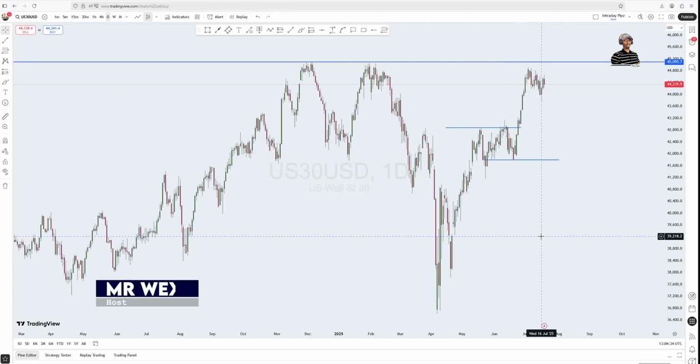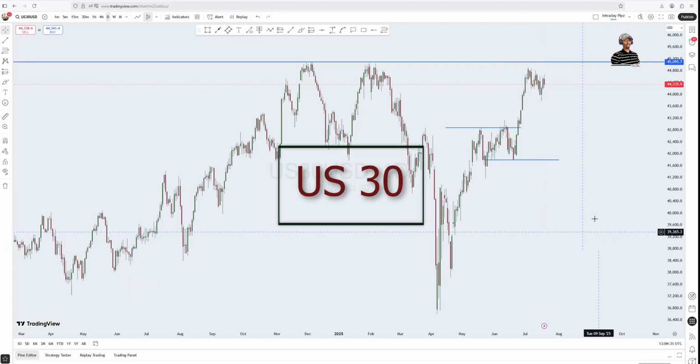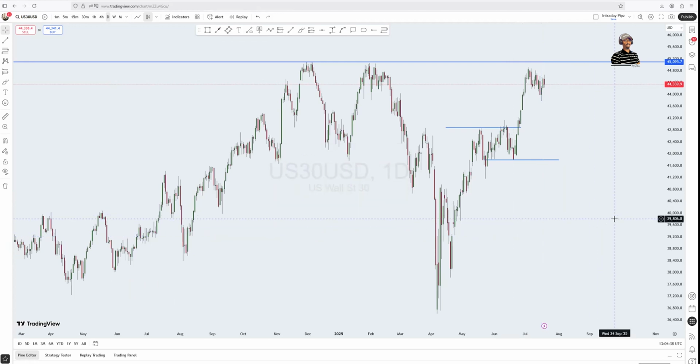We are going to be starting with US30. Now, on US30, we can see on the daily time frame, looking at the immediate price action, that price did take out the structure. So there was a break of structure right here. We did see price come back down to form a support here, acting as an equal low. That is why I've marked this area.